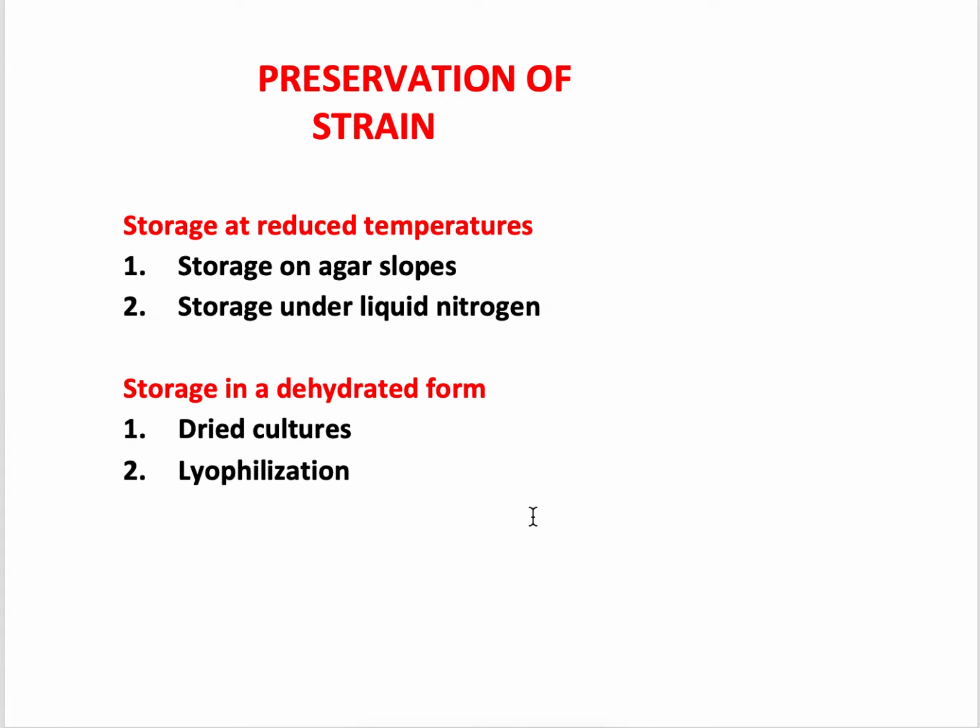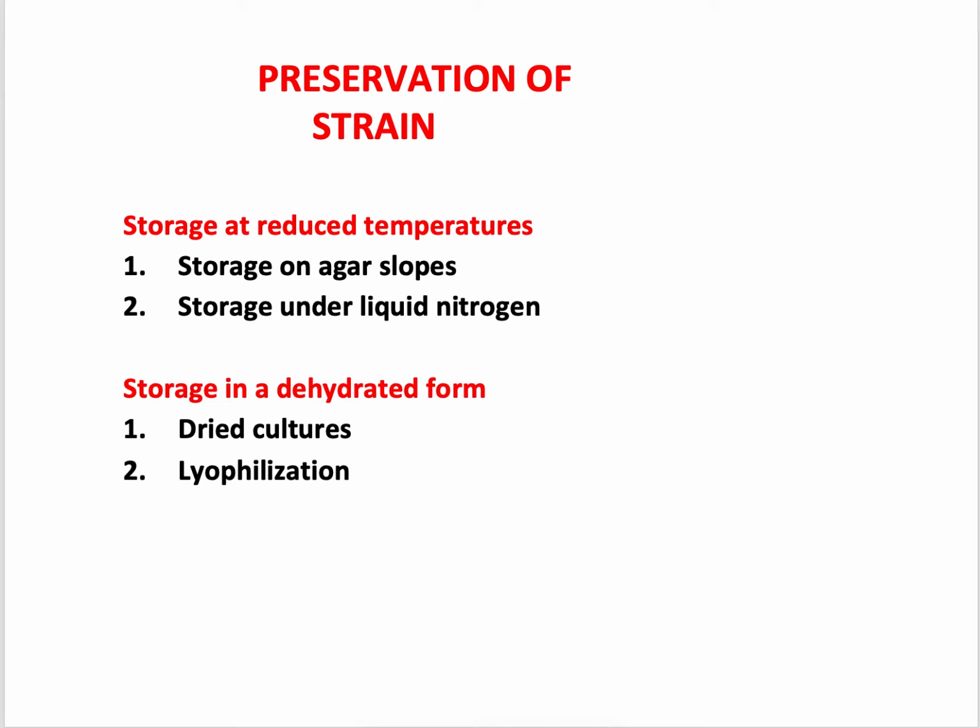So you can preserve at reduced temperature, for example at 4 degrees Celsius, or a much colder temperature like minus 80 degrees Celsius, or you can store it in liquid nitrogen at minus 196 degrees Celsius. Or we can also store them in dehydrated form, like dried culture or lyophilization.